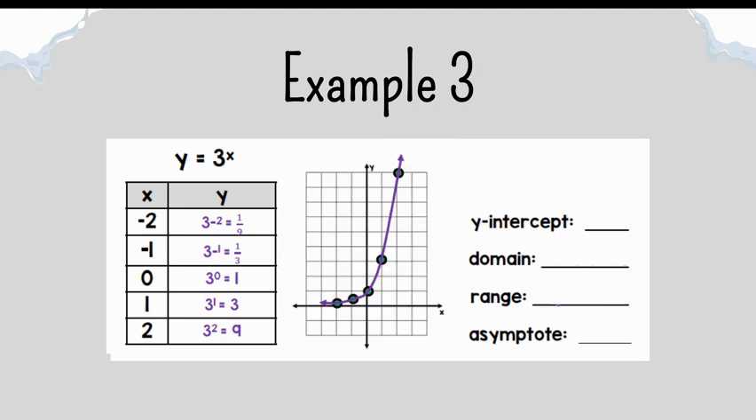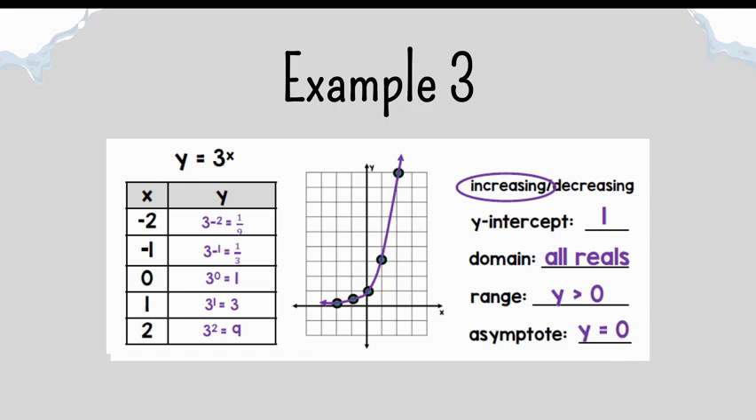If I plot those points on the graph, it would look something like this. It is increasing over the domain as we move from left to right. The y-intercept is still (0, 1). Our domain is all reals. We still have that asymptote, so our range is y is greater than 0 because that graph will get closer and closer to 0. It looks like it's going to touch it, but it won't. And our asymptote is y is equal to 0.